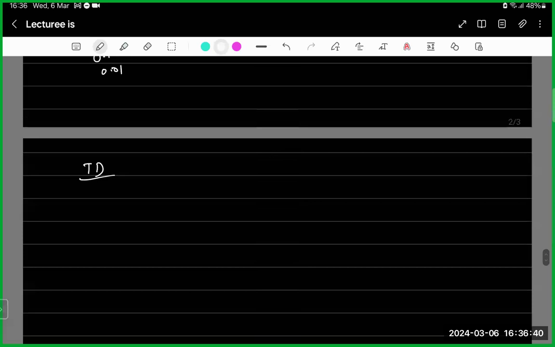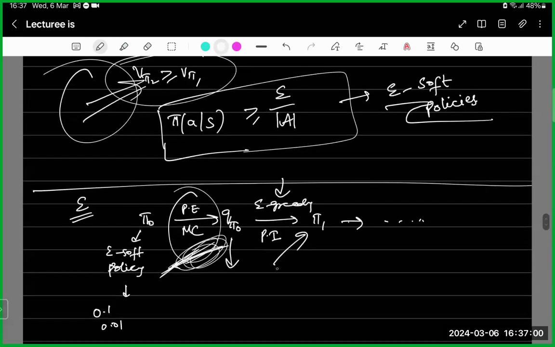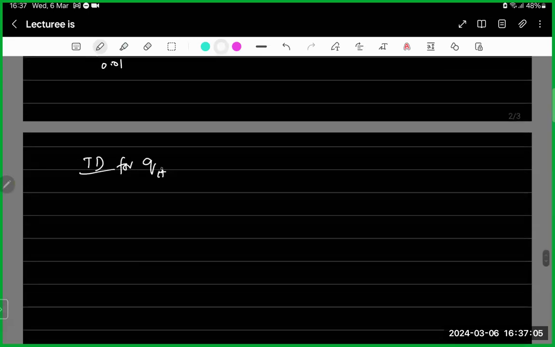So now I have to just explain how to do TD-based estimation for what? Q pi. TD for Q pi, right? If you know how to estimate Q pi using TD, then you know how to do control also. You just substitute that in this algorithm. Okay. So this you already know, right? You know how to do the TD algorithm for V pi. Now we have to just see how to do it for Q pi.